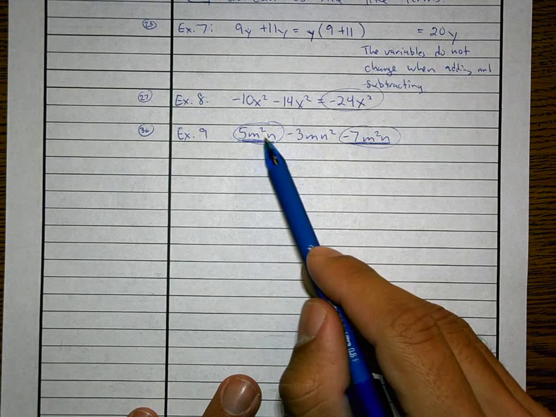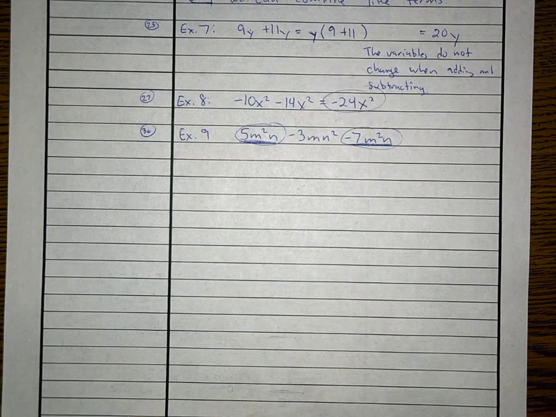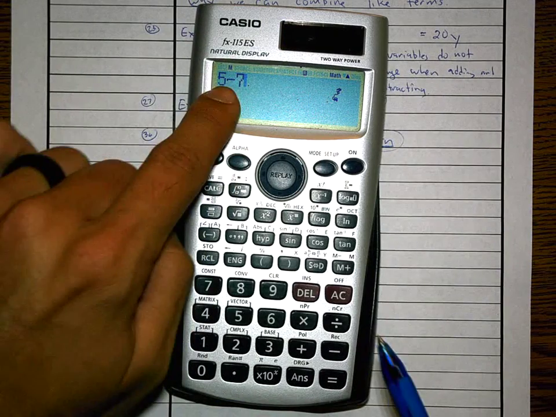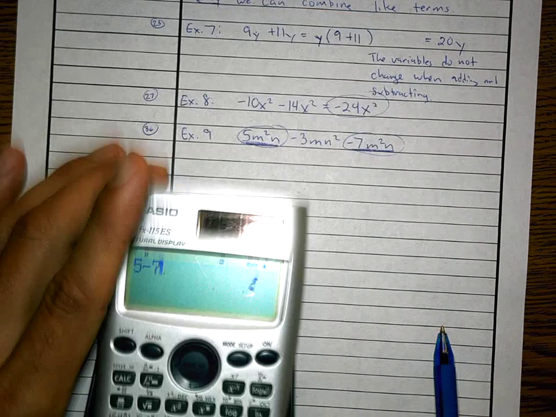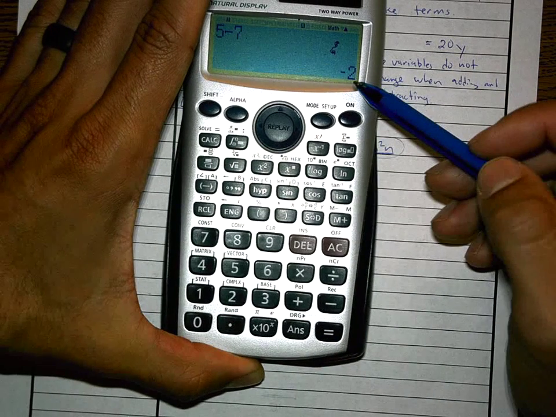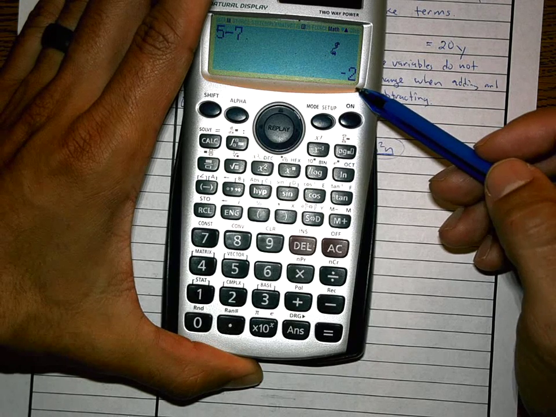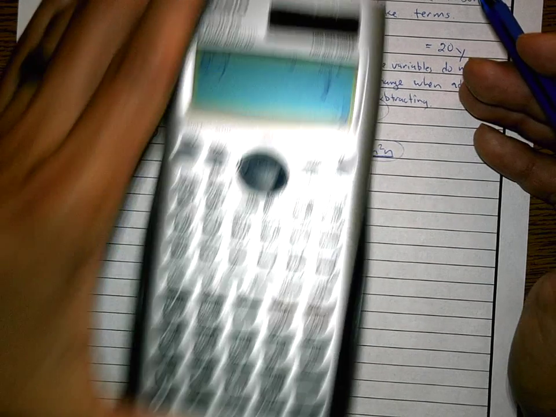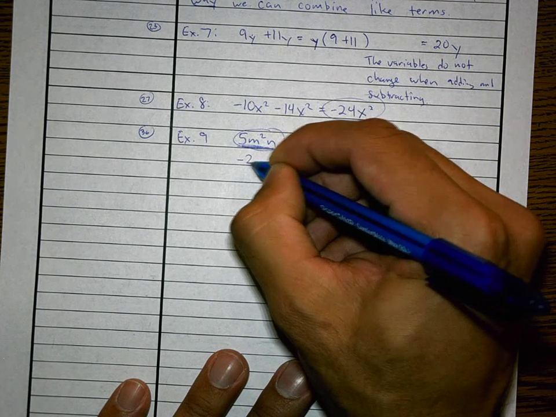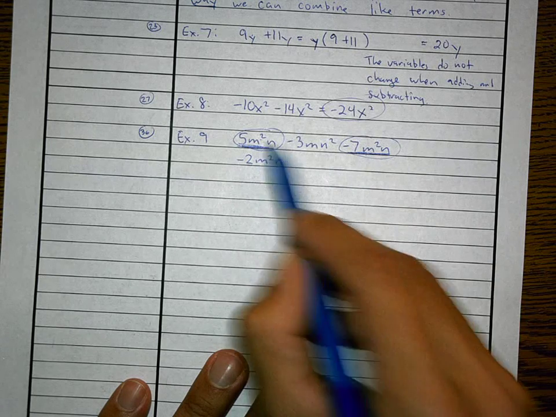5m squared n minus 7m squared n. I hope you know what that is. But if you're not sure, you can always use your calculator. 5 minus 7. And I encourage you, if you are not good with negatives and positives, some of you miss questions because you got the negatives and positives wrong. Use the calculator to double check. These two together make negative 2m squared n. The variables do not change.